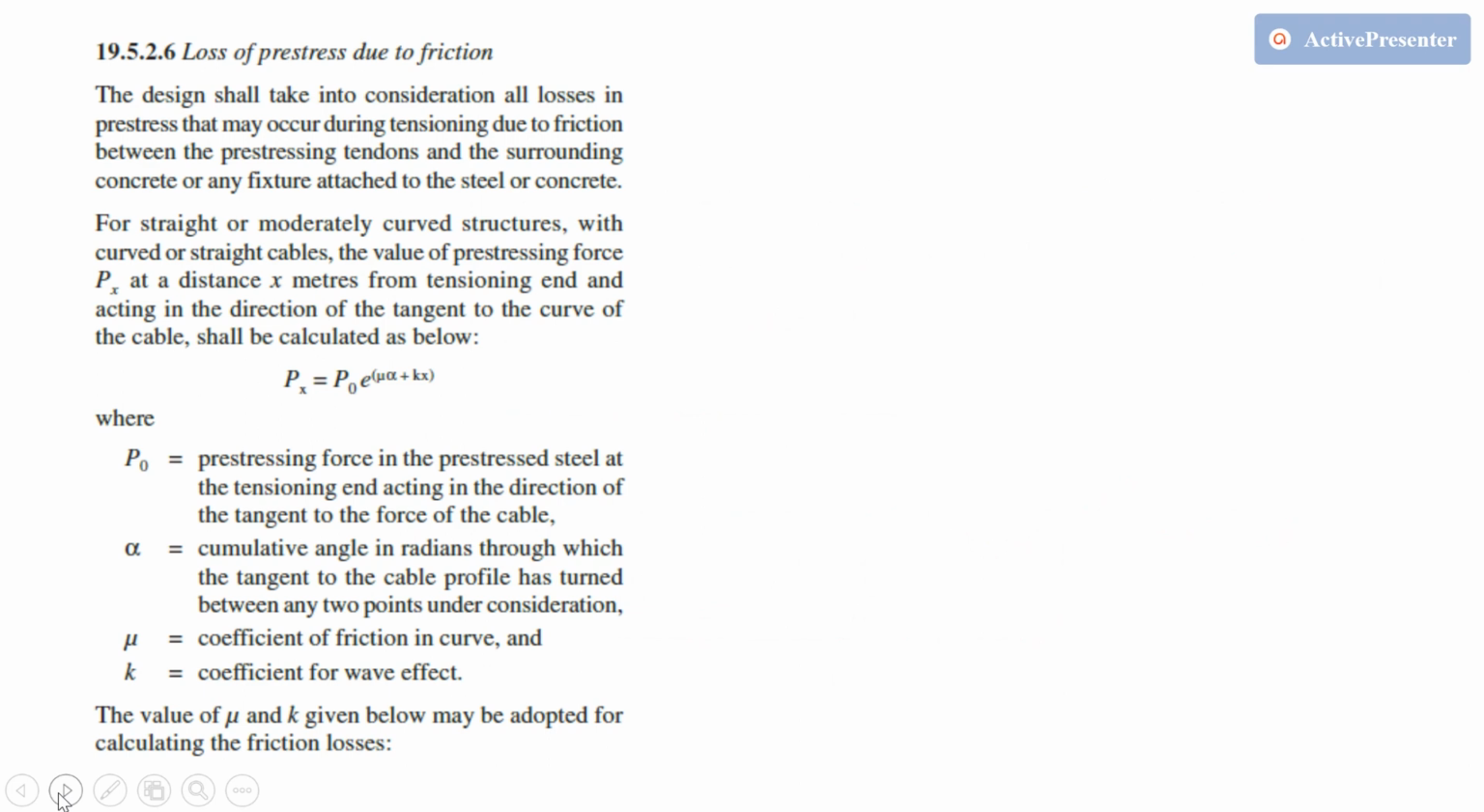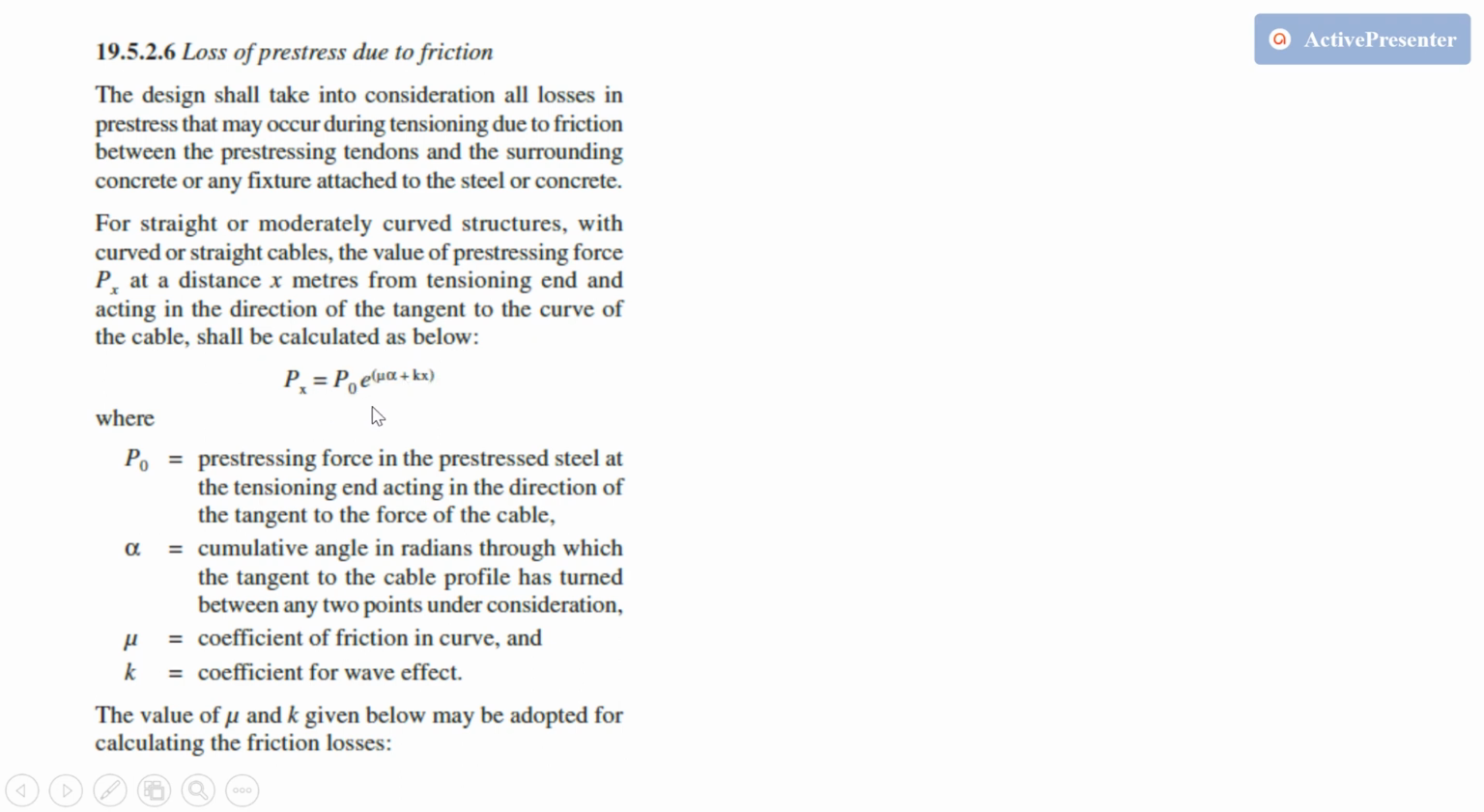Loss of pre-stress due to friction. The design shall take into consideration all the losses in pre-stress that may occur during tensioning due to friction between the pre-stressing tendons and the surrounding concrete or any fixture attached to steel or concrete. You can see here, for straight or moderately curved structures with curved or straight cables, the value of pre-stressing force Px at any distance x meters from the tensioning end, and acting in the direction of the tangent to the curve of the cable, shall be calculated as below.